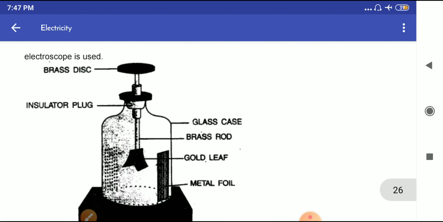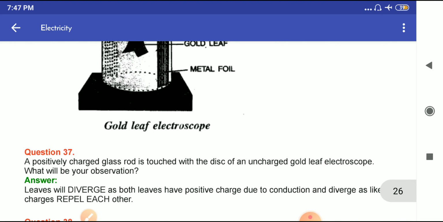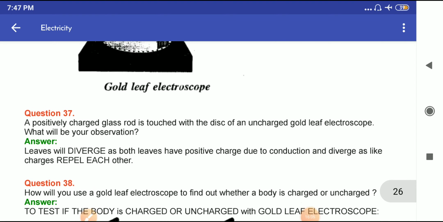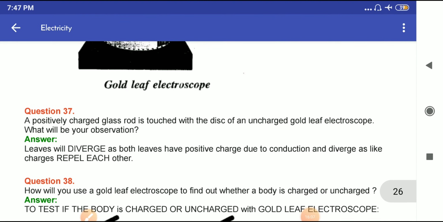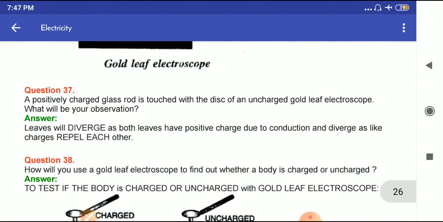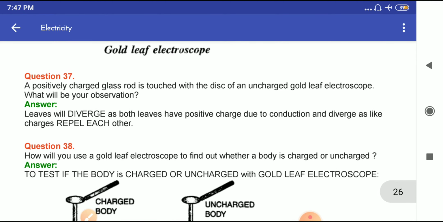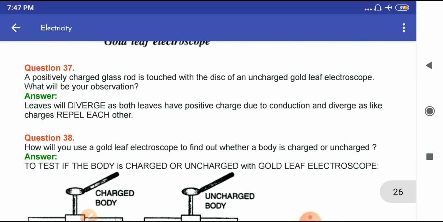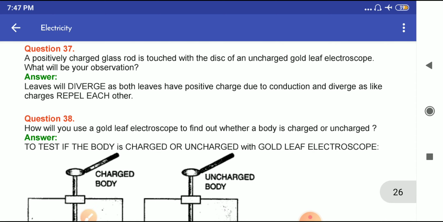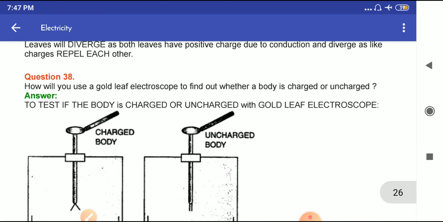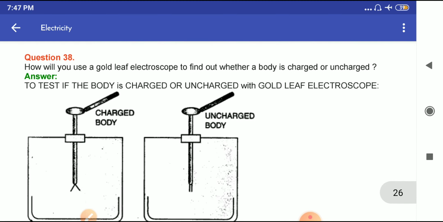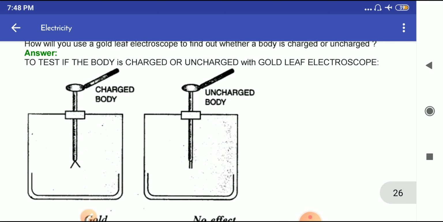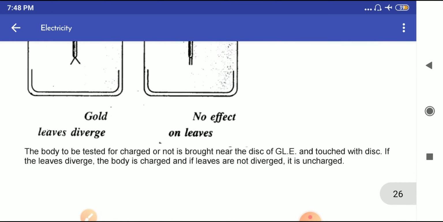Now, question number 37. A positively charged glass rod is touched with the disc of an uncharged gold leaf electroscope. What will be your observation? So the leaves will diverge, as both leaves have positive charge due to conduction and diverge as like charges repel each other. Okay. Now, question number 38. How will you use a gold leaf electroscope to find out whether a body is charged or not? So, this is how we can find out. You can write this answer from here.